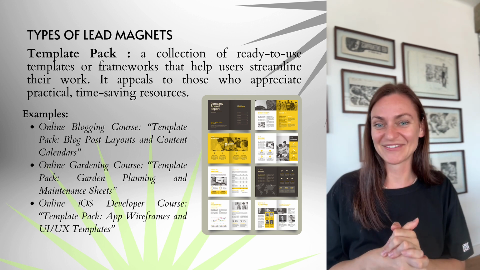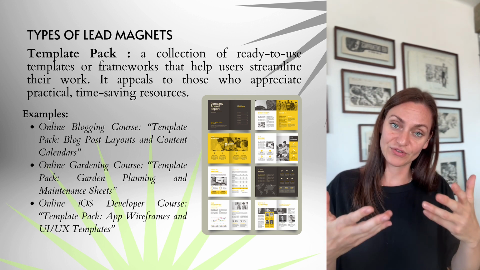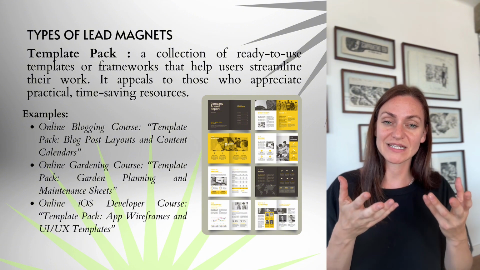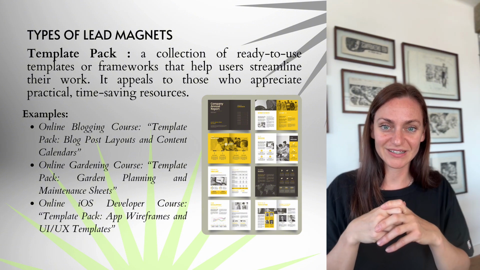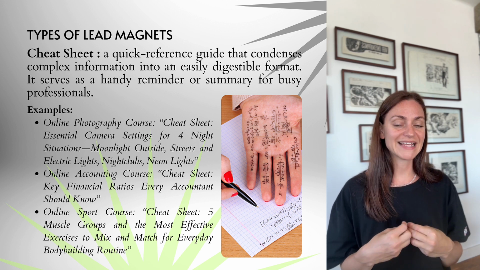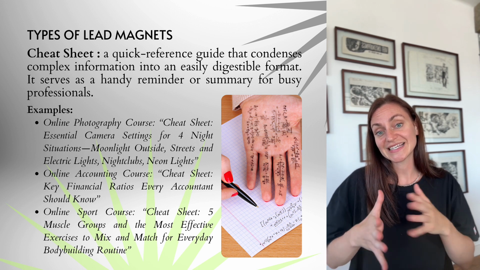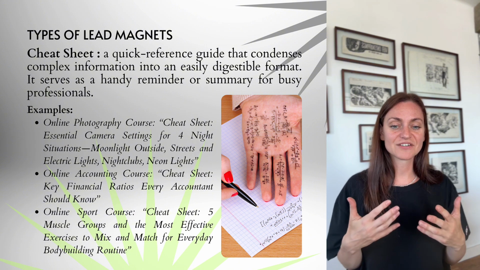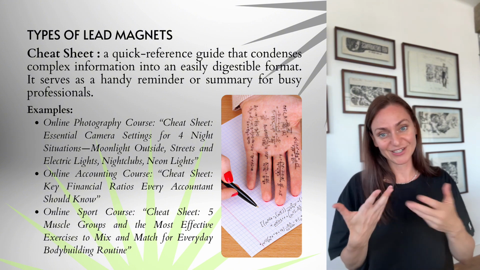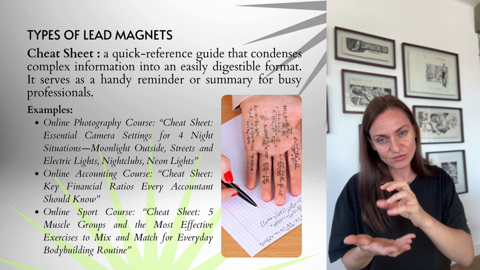Maybe I'm saying something that doesn't exist, but in a lot of fields, in a lot of spheres, you can actually find a way to give people some ready-made solutions. People like solutions that actually simplify their lives. Cheat sheet: a quick reference guide that condenses complex information into an easy digestible format. It serves as a handy reminder or summary for busy professionals. It's like when you're in school, when you're cheating, and you have something just to remind you of the bullet points.